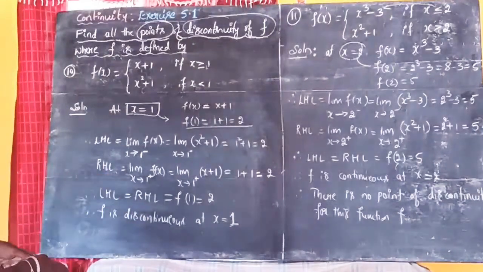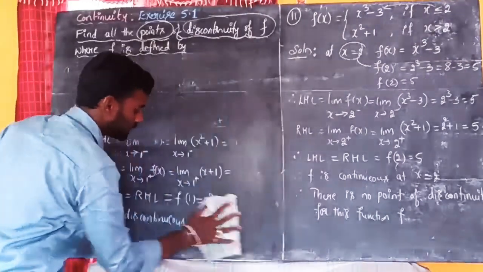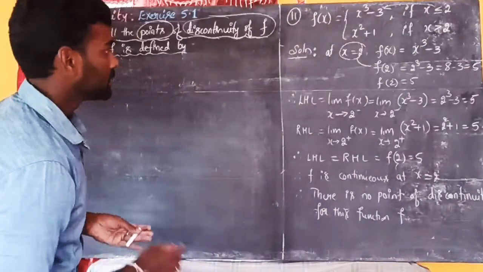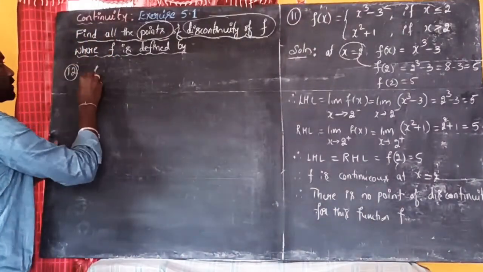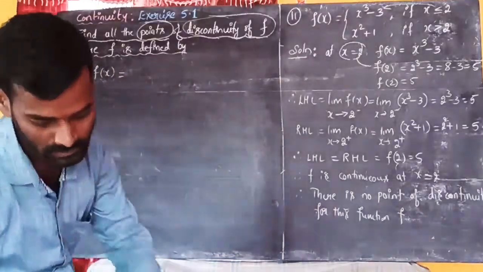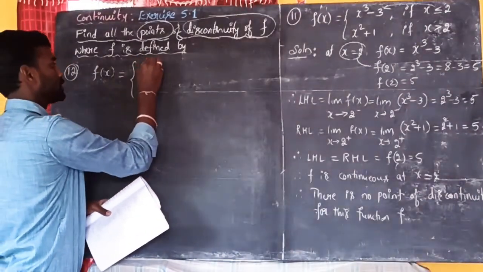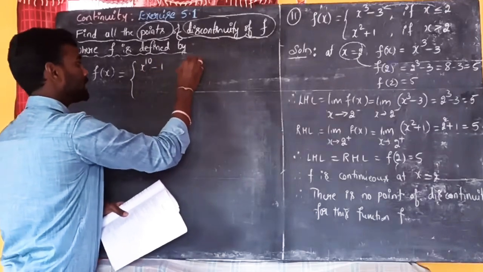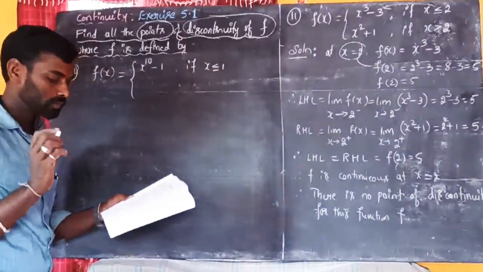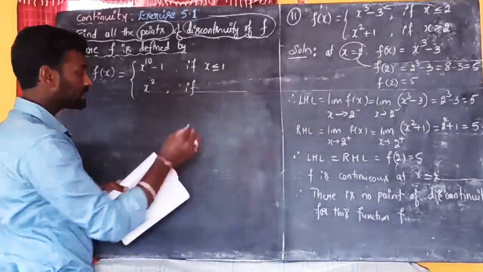Okay, next question. Here 12th one. Find all the points of discontinuity of f given by f of x is equal to x to the power of 10 minus 1, if x is less than or equal to 1, next x square, if x is greater than 1.